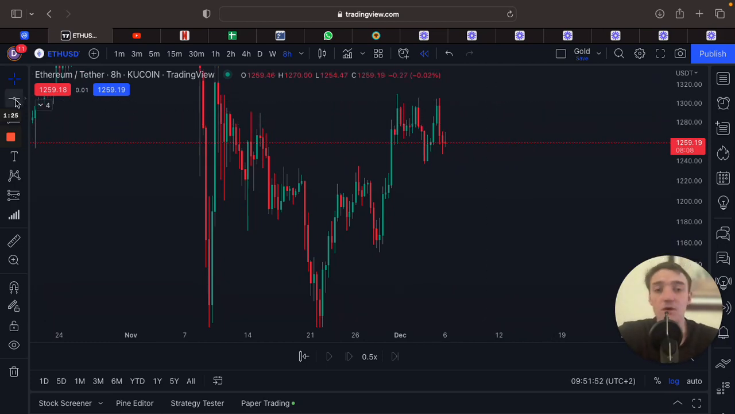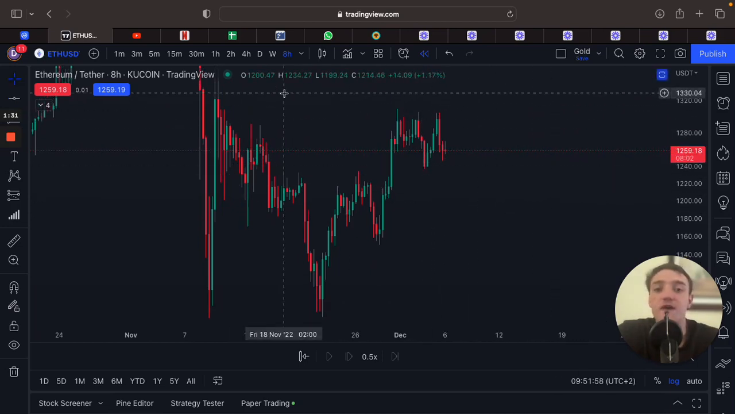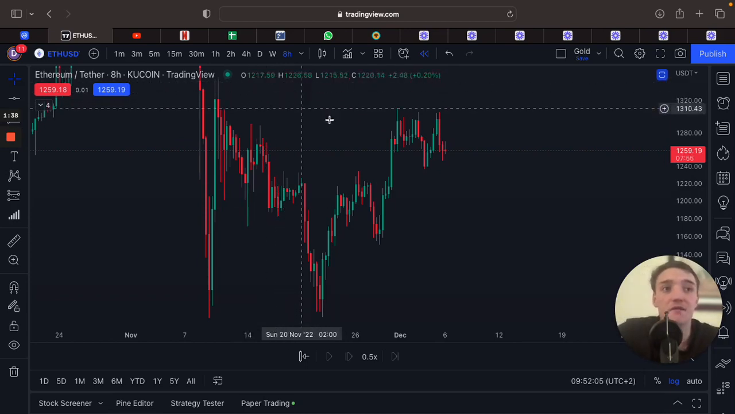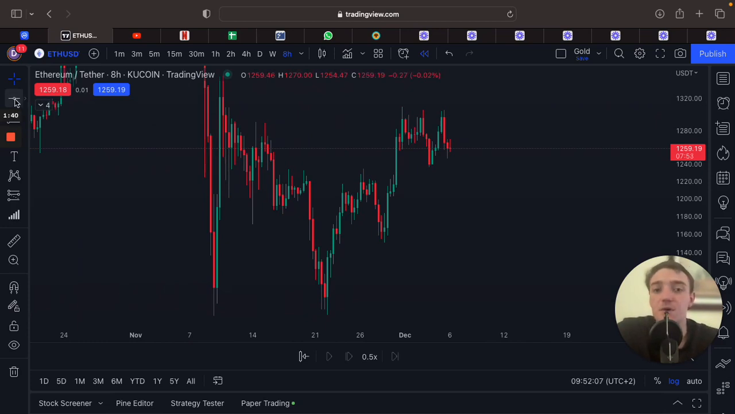So basically what you want to be doing is going on higher time frames and identifying levels, and then going on lower time frames to find entries. So what time frames am I going to be using today? I'm going to be using the 8 hour, the 4 hour, the 1 hour, the 30 minute, and the 15. These are the typical time frames in order for you to find zones and to find entries. So let's get into it.